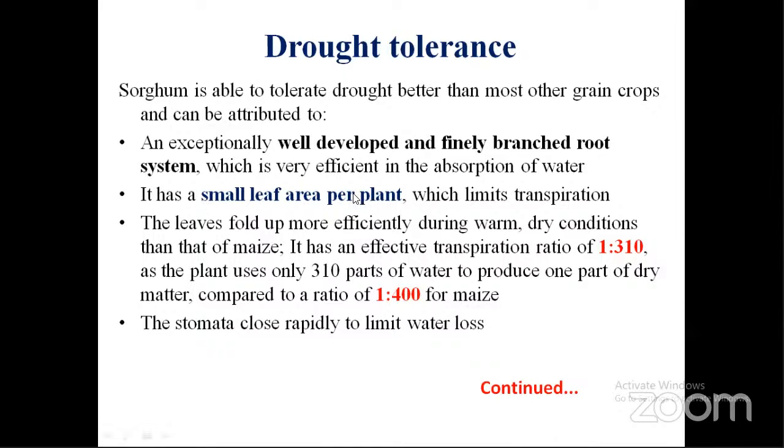And it has a small leaf area per plant. We have seen it has a very small leaf area compared to maize. If leaf area is small, transpiration will be less and moisture loss from the plant will be very less.